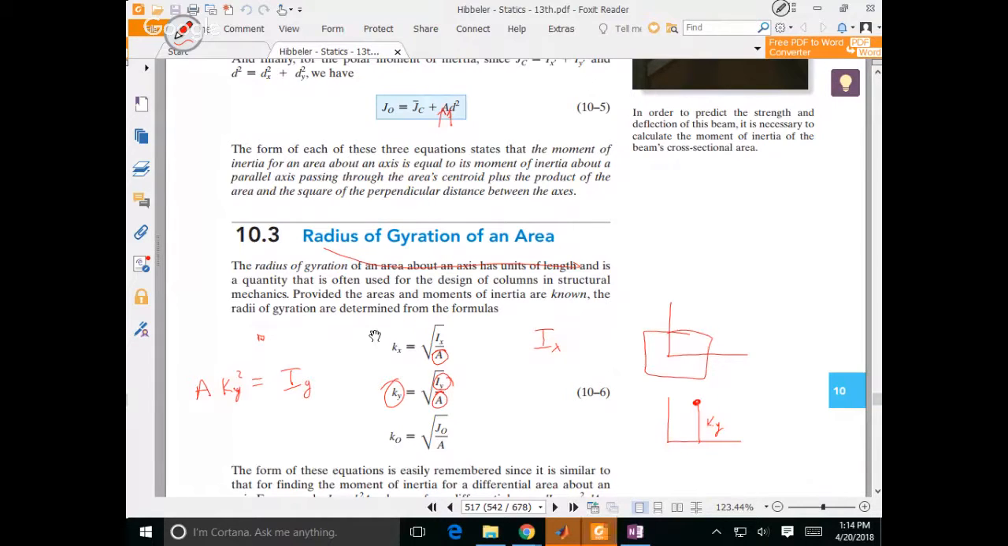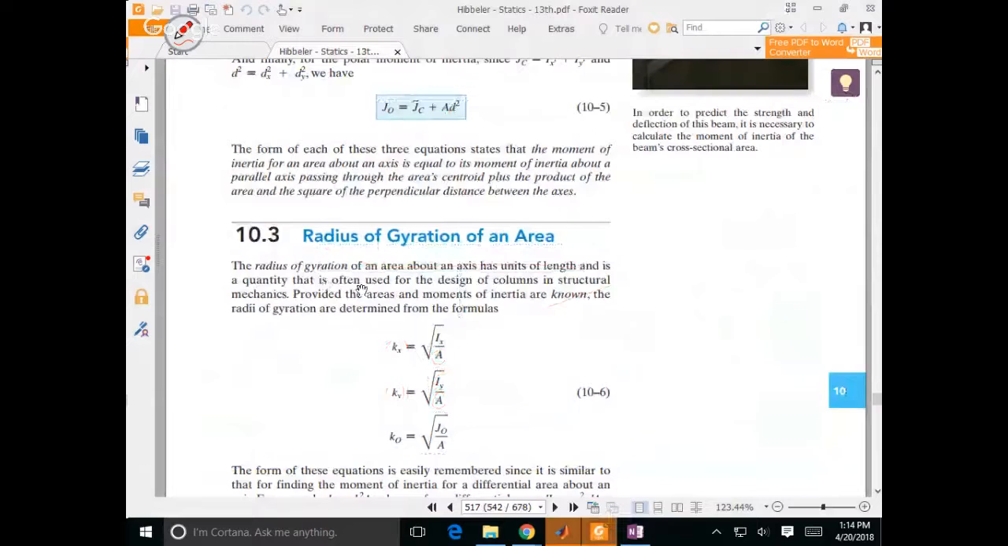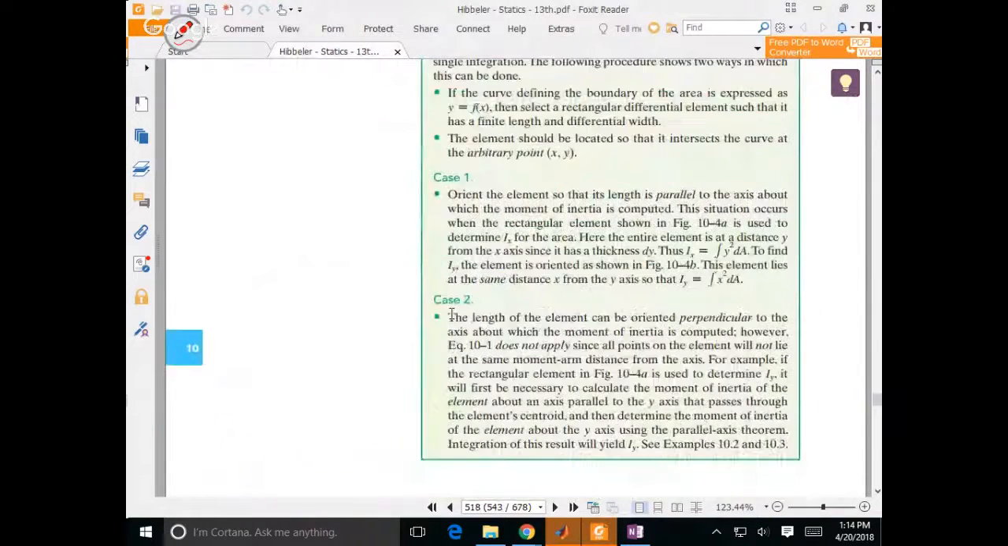Sometimes manufacturers will give you that. All you're looking for is trying to find this. So if you were given the ky, you just basically Ix is equal to area, or whatever it is, times ky, the value that was given to you. It's just the definition of a term. Don't try to make too much sense out of it, but it actually came out of the parallel axis theorem.